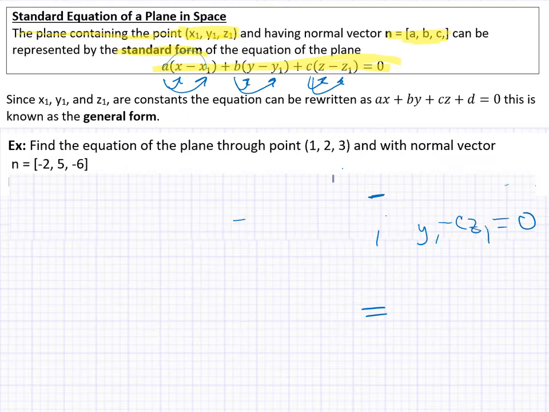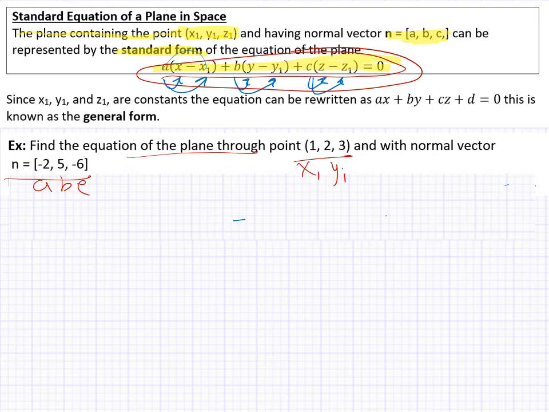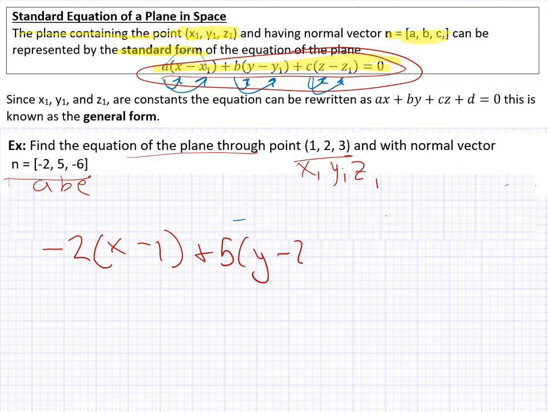All right, so if we just do a simple question, that says, find the equation of the plane that goes through this point and has this normal vector. It's very simple. Just plug everything into where you need to here, and you got your answer. So this is a, b, c. This is x1, y1, z1. And so we would say we get negative 2 times (x minus 1) plus 5 times (y minus 2) minus 6 times (z minus 3) equals 0.